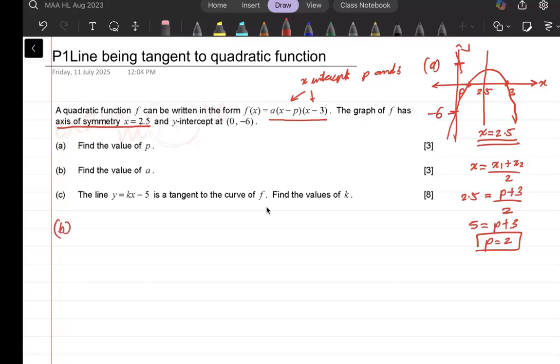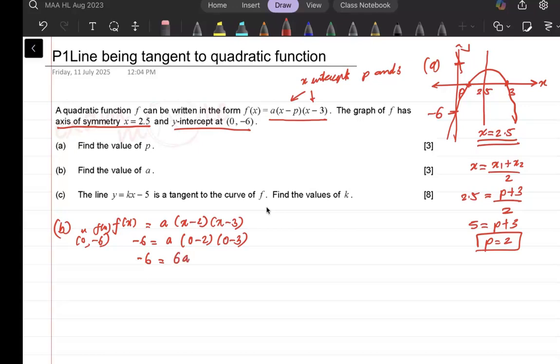Part B, find the value of a. You've been given the y-intercept. So now my equation becomes f(x) = a(x − 2)(x − 3), since we got the value of p as 2 and x − 3 was already given. Now (0, −6) lies on it, so this is x and this is f(x). You substitute, putting x as 0. So −6 is equal to 6a, so a is equal to −1. This is part B.